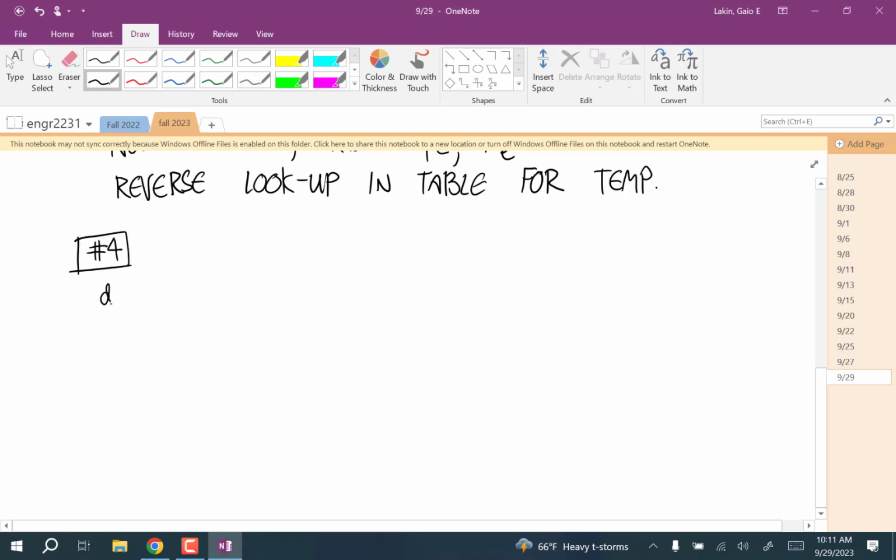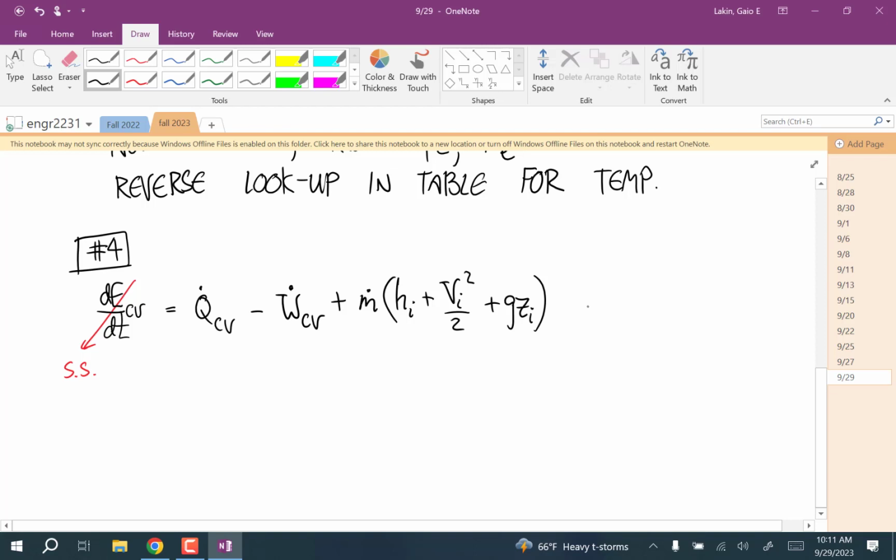Okay, and it said it was steady state, right? So this is going to be 0 because it's steady state. That's equal to Q dot minus W dot plus M dot times the quantity HI plus VI squared over 2 plus GZI minus M dot times the quantity HE plus VE squared over 2 plus GZE.